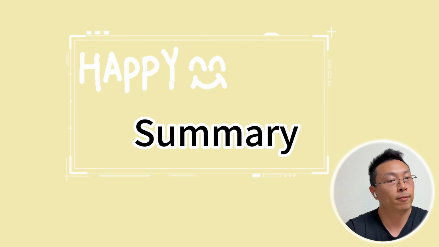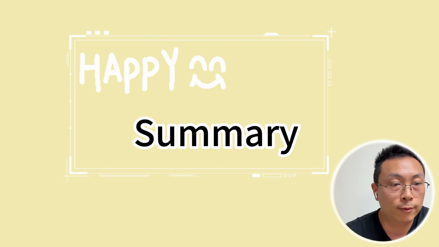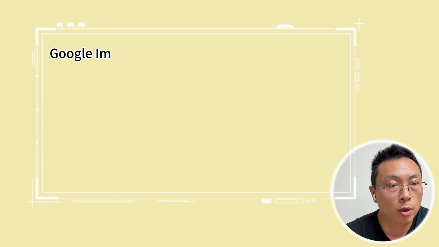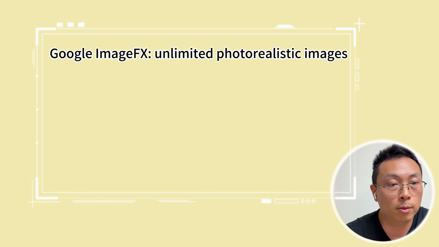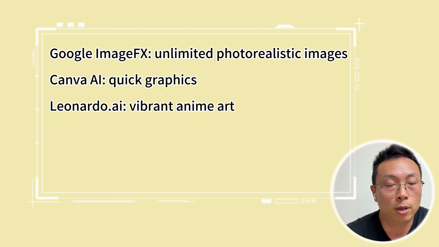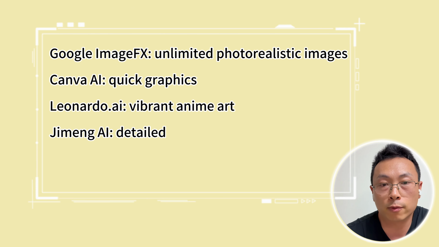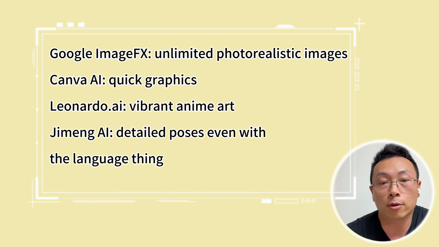Summary time. Here's a quick rundown comparison of these 4 tools. Google ImageFX is your go-to for unlimited photorealistic images. Canva AI is great for quick graphics. Leonardo.ai delivers vibrant anime art, and Jimeng AI nails those details and poses, even with the language issues.